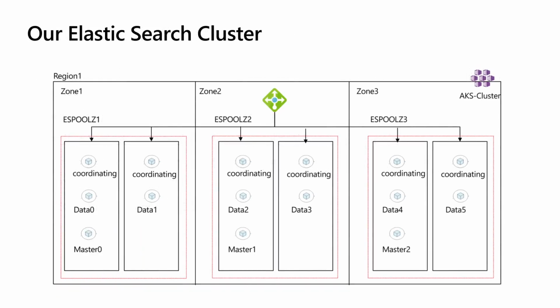Our cluster in general will look something like this, right? So we are within an Azure region. In the Azure region, I'm using 3 availability zones. In each availability zone, I have a node pool. And then in the Elasticsearch itself, I have coordinating, which is the client. So 6 pods for the clients, 6 pods for the data, and then 3 pods for the masters, right? I'll show you how this works.